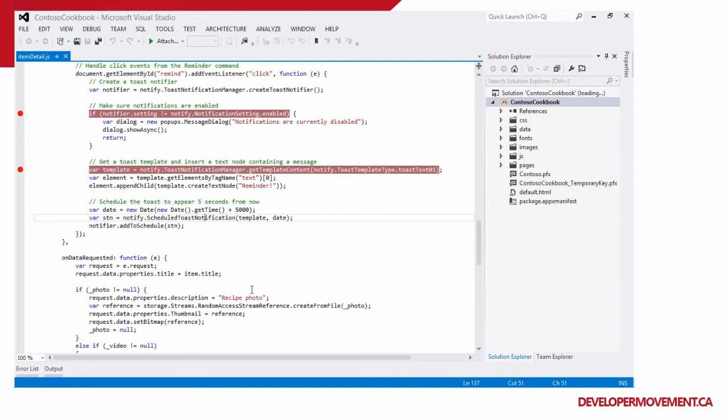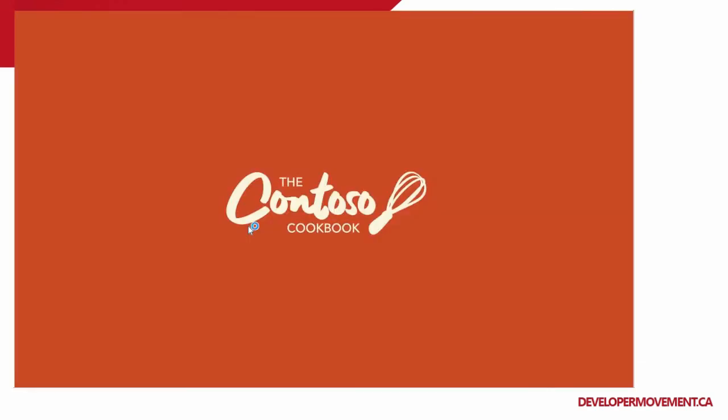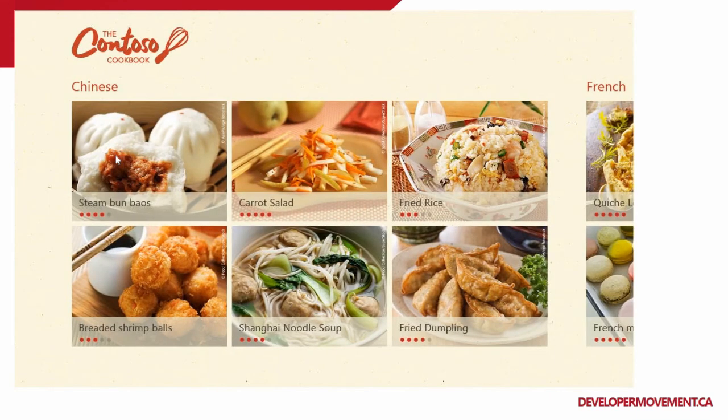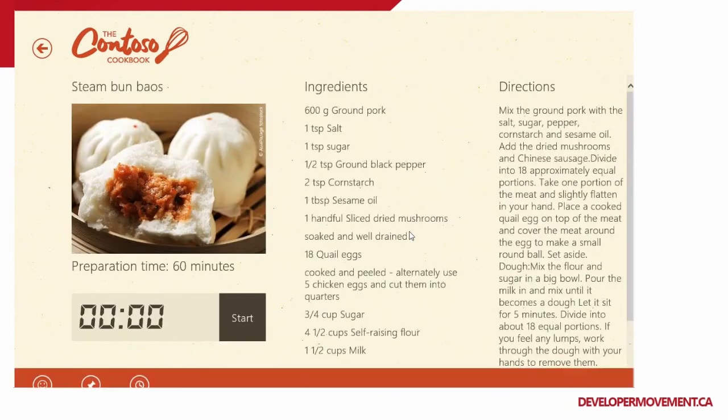All right, so toast notifications, where we run it is in the item details page. So I'm going to run the application, start it up here. And I'm going to go into a recipe, and I'm going to set a reminder.